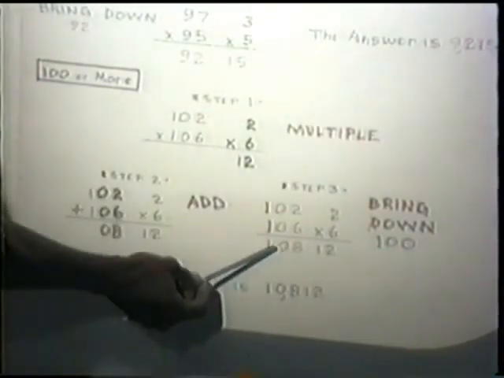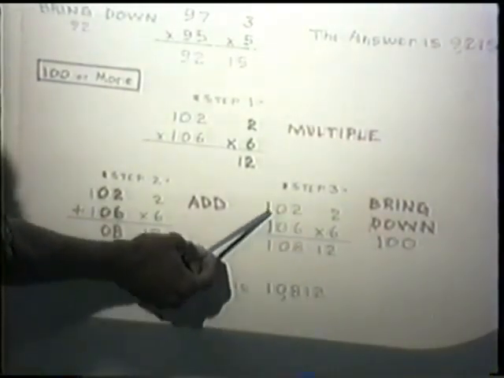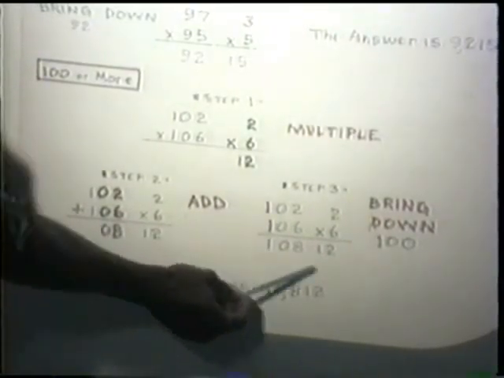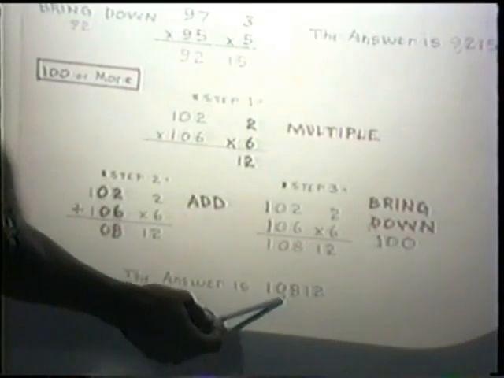In the third step, we bring down the 100. So we have the 100. We bring down the 1. The answer is 10,812. Let's go over complementary multiplication one more time for 100 or more.